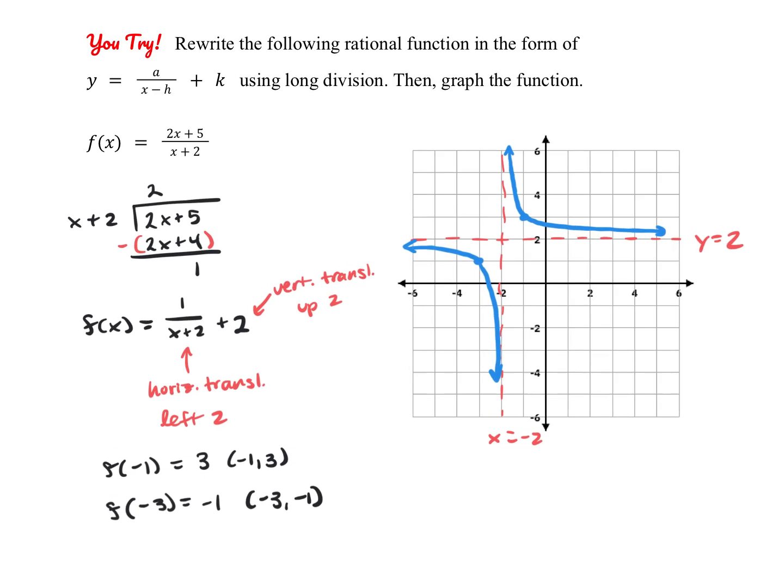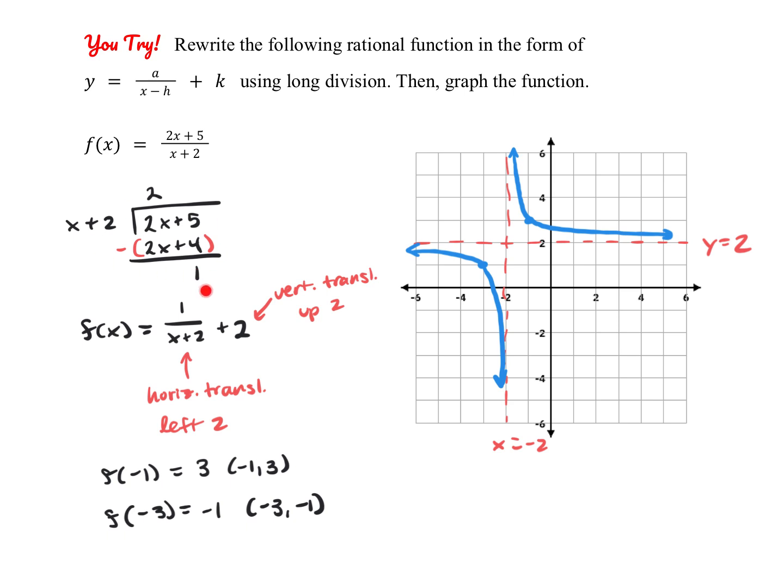All right, go ahead and check your work here. So check your long division. It should give us 1 over x plus 2, plus 2. So this left 2 will shift our vertical asymptote to x equals -2. And then this plus 2 will shift our horizontal asymptote to y equals 2. And I plugged in an x value to the right and left, and I see that I have a graph that looks like this.